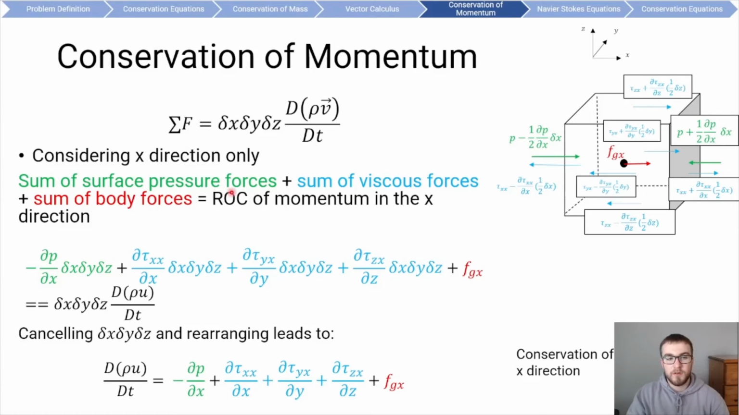Considering the conservation of momentum in the x direction only, we have the pressure forces here in green substituted into the equation. We have the viscous forces here and the body forces here, and this is the sum of the forces. We let this equal the rate of change of momentum. After some rearranging and cancelling out of delta x, delta y, and delta z, this gives us our final expression for the conservation of momentum in the x direction.